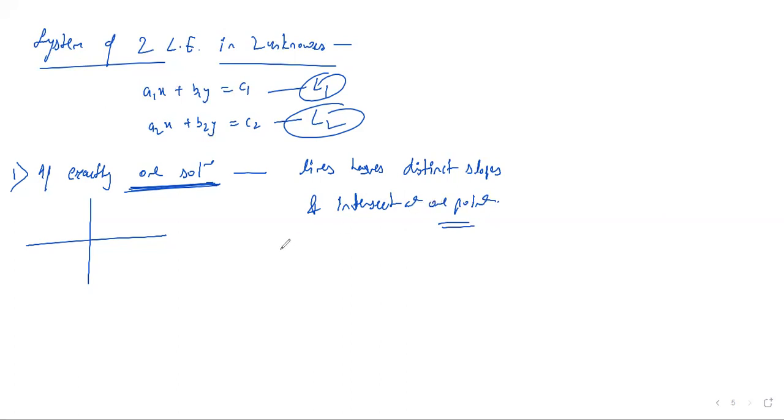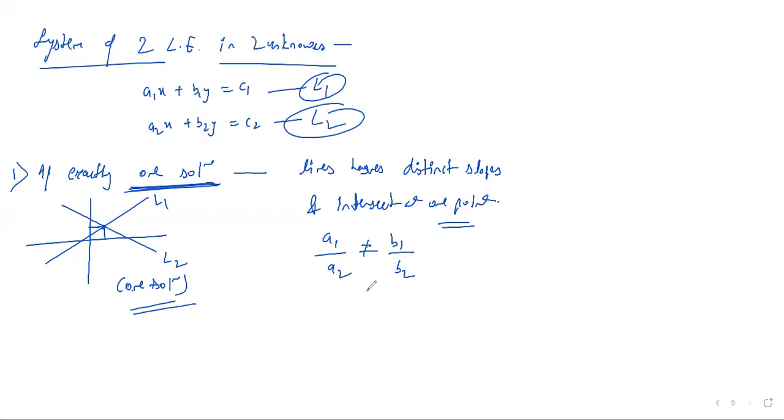And this is only possible when the corresponding coefficients of x and y are not proportional. That means a1 upon a2 is not equal to b1 upon b2. So we have these lines L1 and L2 which have distinct slopes and intersect at one point. Just consider this is L2 and this is L1. These two lines intersect at one point and we get exactly one solution here. This is the case of one solution.